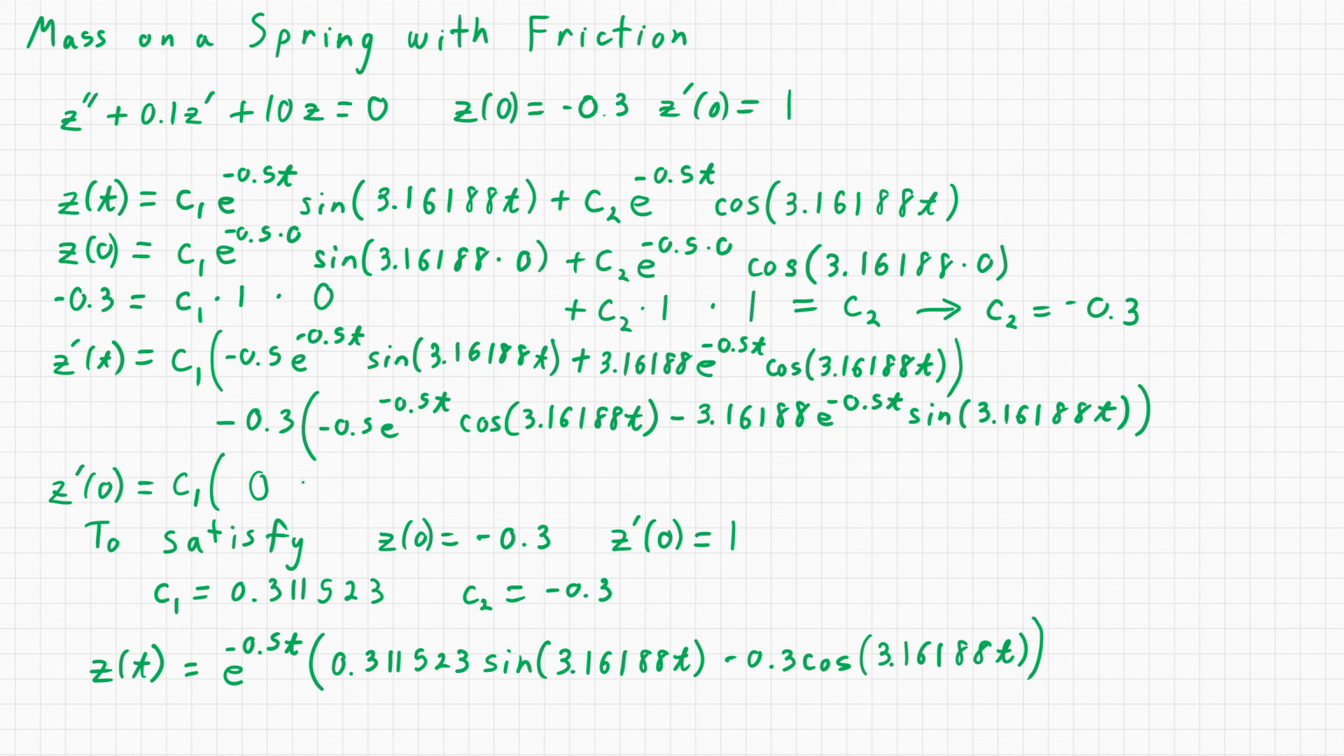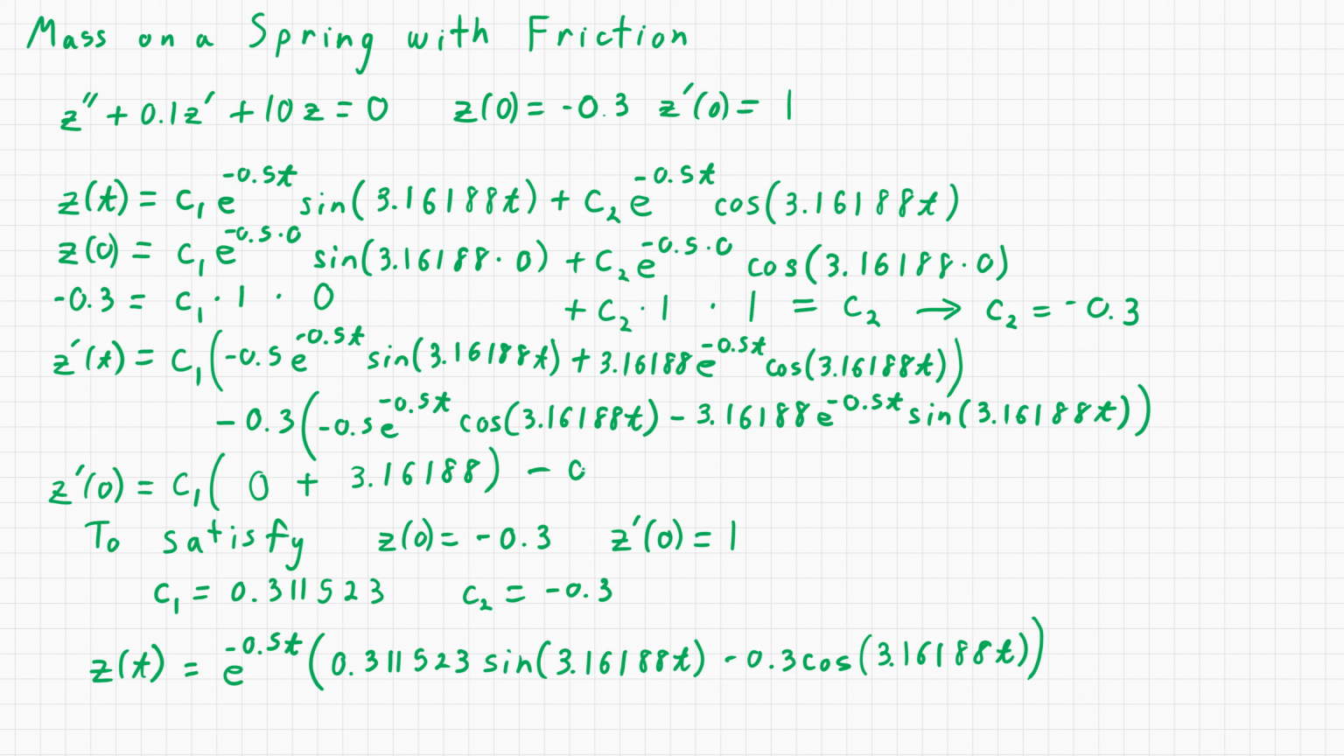And then I have a plus 3.16188 e to the negative 0.5t, e to the 0, because we're plugging in t equals 0. And also we get cosine of 0. So we get 3.16188 times 1 times 1. So we get plus 3.16188.